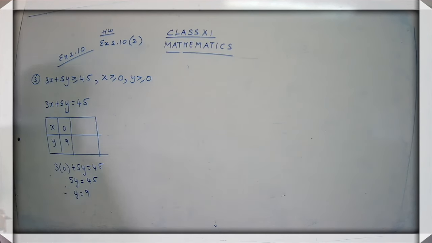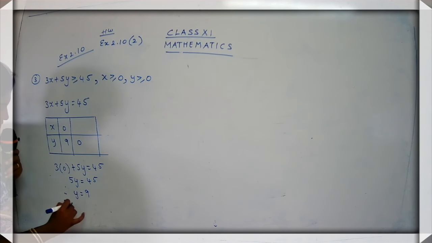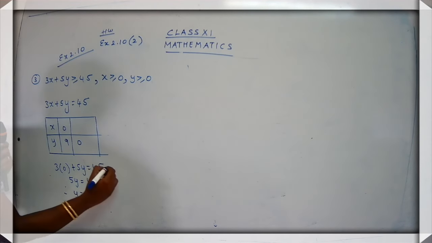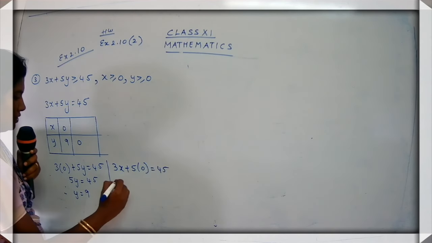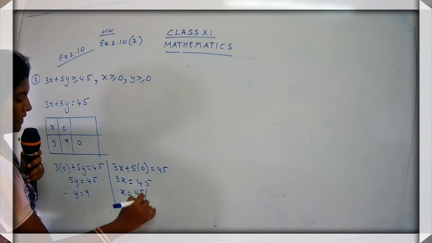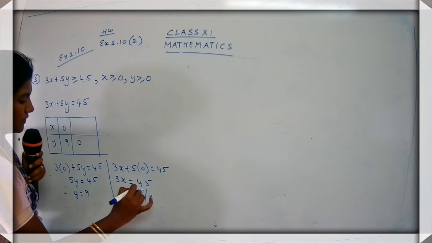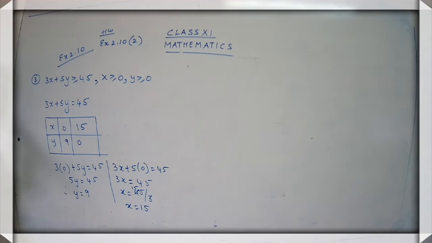45 upon 5, 9. 9 5s are 45. So y is 9. If I put y is 0, 3x plus 5 into 0 is equal to 45. So 3x is equal to 45. X is equal to 45 upon 3. So 3 5s are 15. X is equal to 15. So I have found the value for x, y. When x is 0, y is 9, and when y is 0, x is 15. Just find out the value. I hope you are ready with the tables.